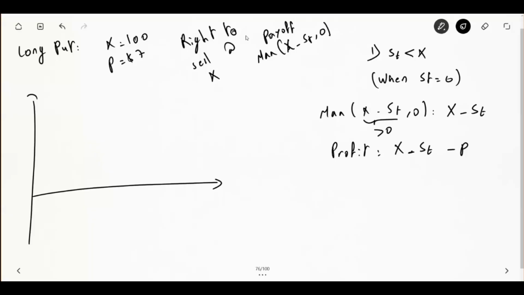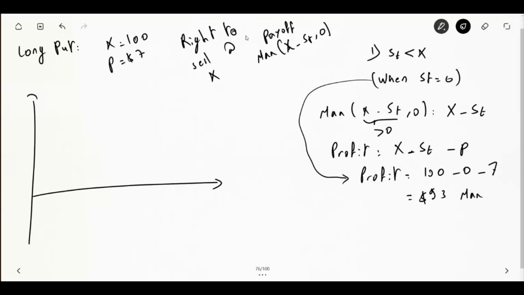Now, if I go back to that special case here, if ST is equal to 0, what will happen? What's my profit in this case? Profit is equal to X, which is 100, minus 0, minus 7. This is equal to $93. And this is mainly the maximum profit, because this is the lowest price that the stock can reach. It can never go below 0 due to limited liability. So here, this is, if you want, my starting point at $93.